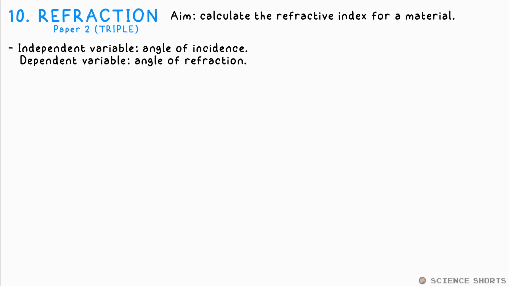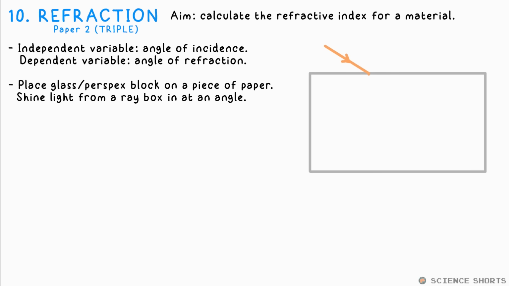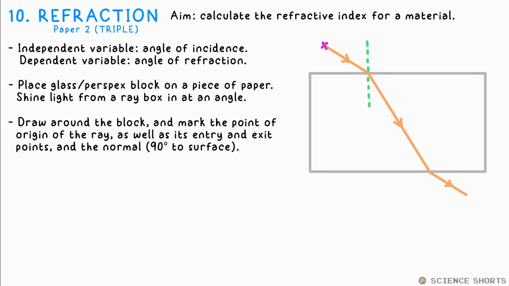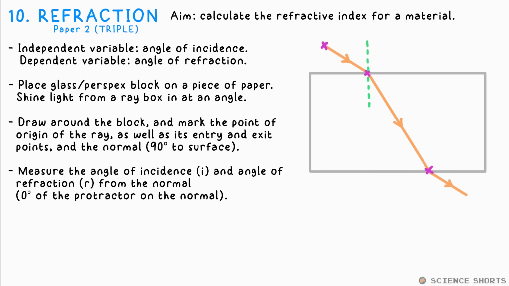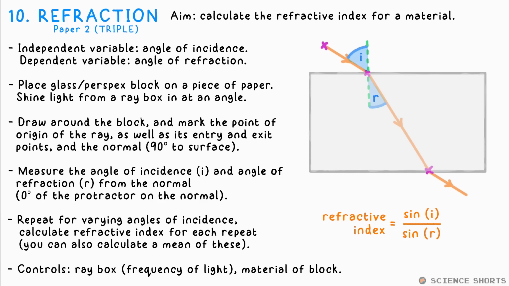That's it. Physics 10, we can find the refractive index of a glass or perspex block by placing it on a piece of paper and shining light from a ray box in at an angle. Use a pencil to draw around the block and mark where the ray enters and exits the block. Remove the block, draw the normal at 90 degrees to the surface where the light entered, put the 0 mark on the normal and measure the angle of incidence and angle of refraction, I and R. Repeat this for different angles of incidence.